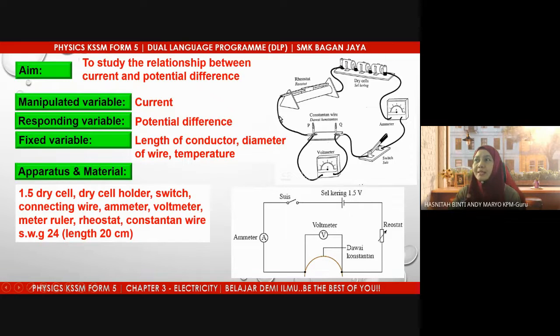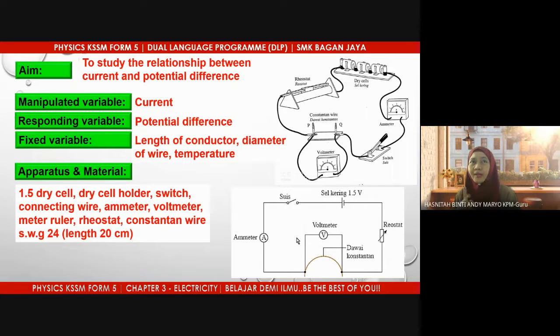So these are all the components: the cell, the rheostat, the constantan wire, the voltmeter, switch, and ammeter. And when you are asked to draw a circuit diagram, this is how we represent our circuit diagram. In our ujian pengesanan before this, there was one question asking you to draw a circuit diagram, right? Can you draw them? I hope you can draw them.